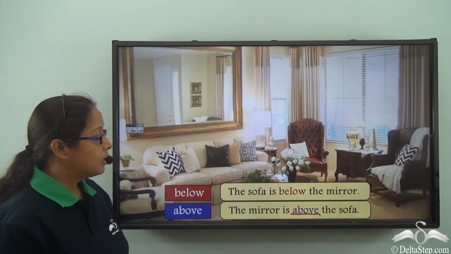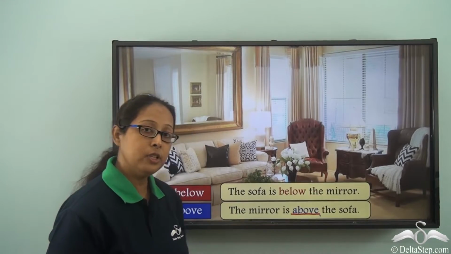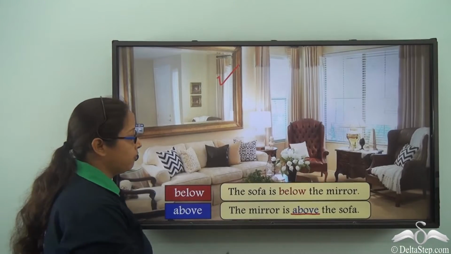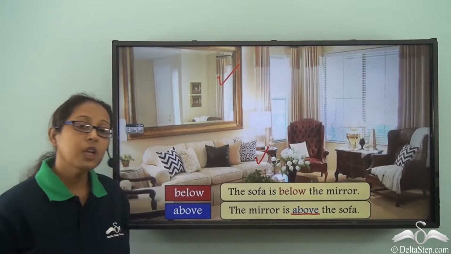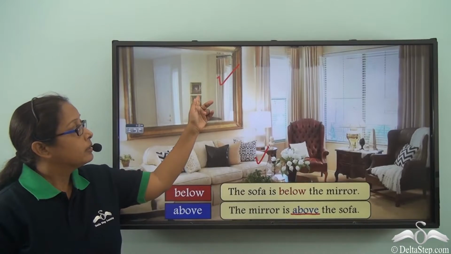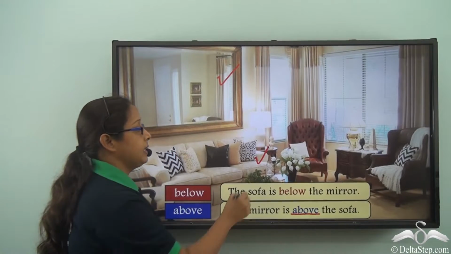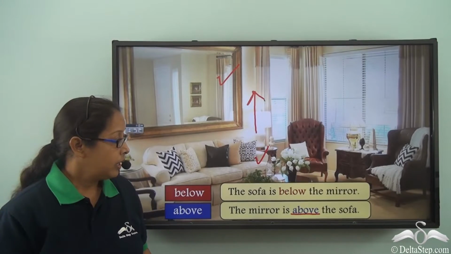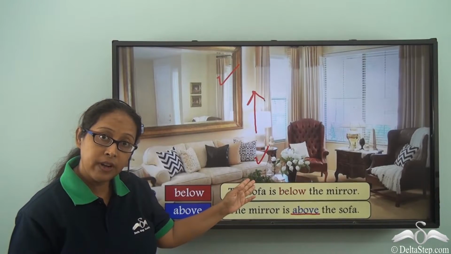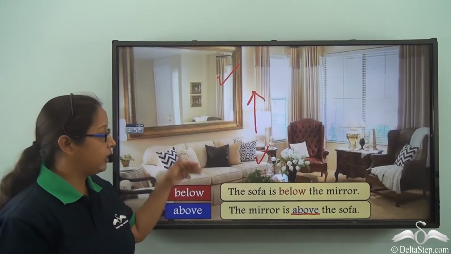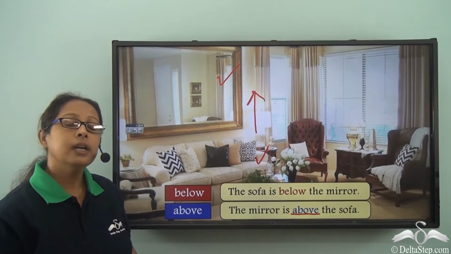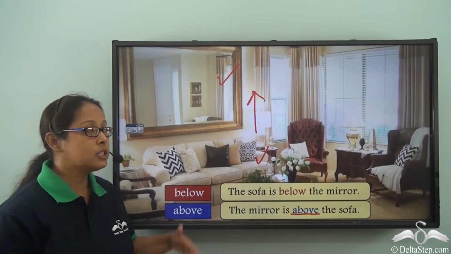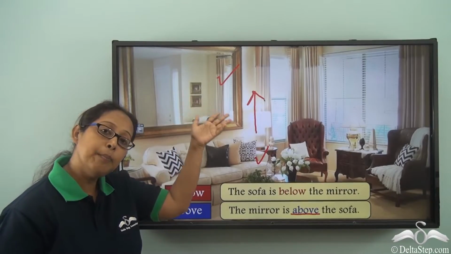Let's check this. So the mirror is above the sofa. Where is the mirror? Here. Where is the sofa? Here. So what are we talking about? That the mirror is higher than the sofa. It is not below the sofa, but it is higher than the sofa. It is above the sofa. Again over here, it is talking about the position. It is telling us where the mirror is placed. It is above the sofa.